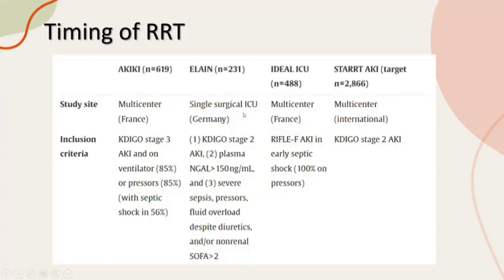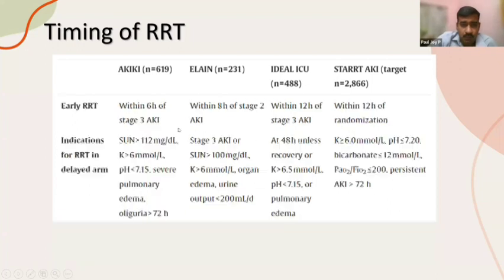So the major trials which looked into the timing of RRT were the AKIKI study, the ELAIN study, the IDEAL-ICU study, and the STARRT-AKI study. The only study which favored early initiation was the ELAIN study, which was conducted in Germany, and it was predominantly in surgical patients. In all these studies, the early initiation was within 6 to 12 hours of stage 2 or stage 3 AKI. And in the delayed arm, most of them involved absolute indications which were discussed before. And in 2 studies, AKIKI and ELAIN, blood urea was also used as a criterion.